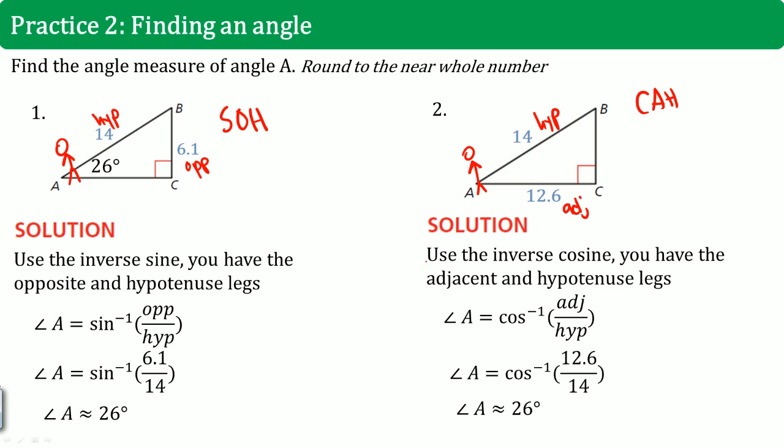Please notice, number 1 and number 2 actually solve for the same angle measurement, but it depends on what you have. Again, if you have the opposite and hypotenuse, make sure you use sine. And if you have adjacent and hypotenuse, make sure you use cosine.